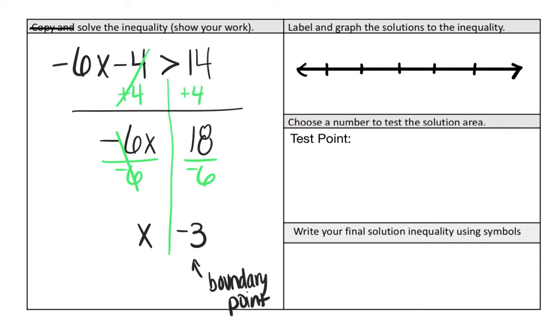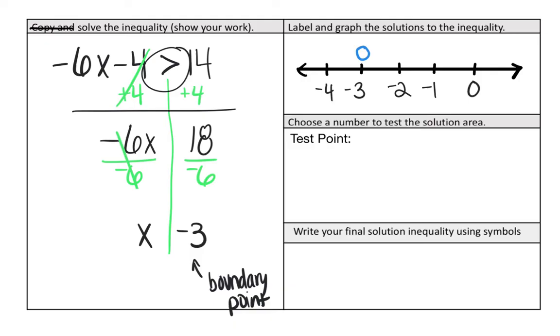All right, I'm going to go back up and look, and I notice that on this one, it is just a greater than, so it does not include the boundary point, meaning I'm going to leave an open circle at negative 3. So here, let's go negative 4, negative 3, negative 2, negative 1, and 0. So open circle at negative 3, because negative 3 is not going to make this inequality true.